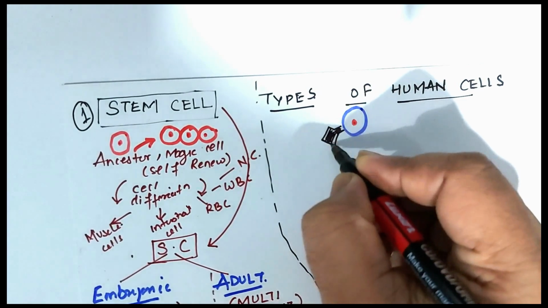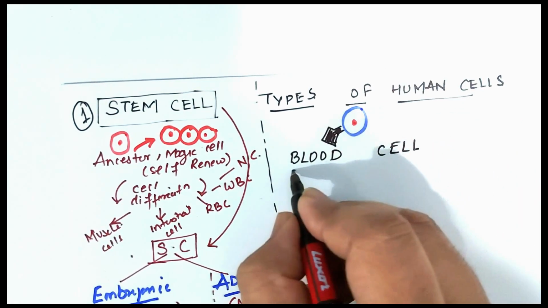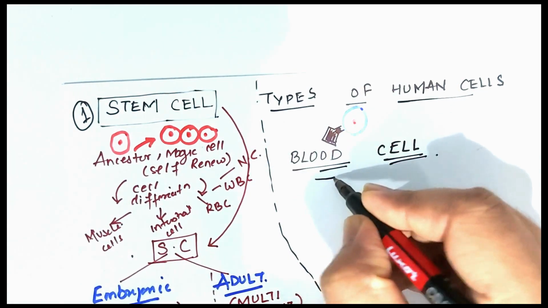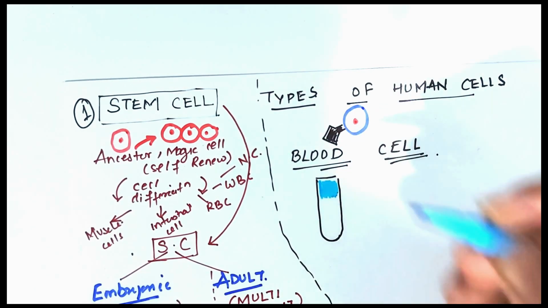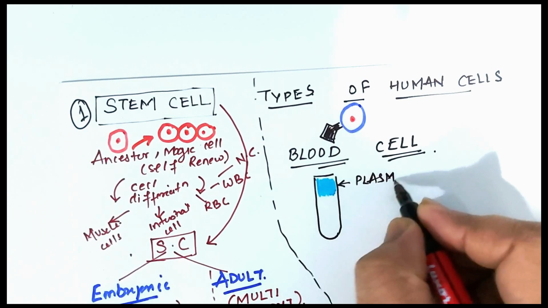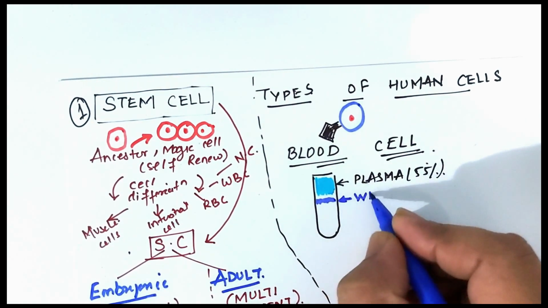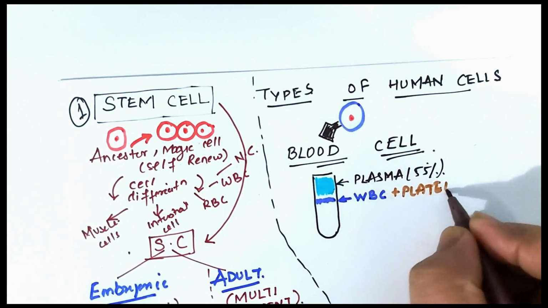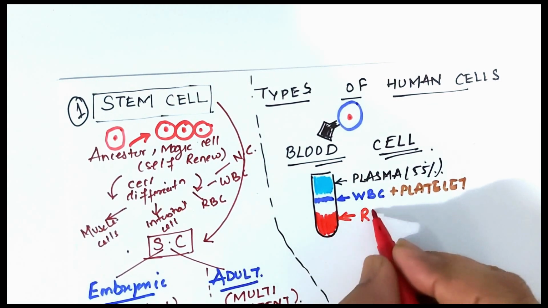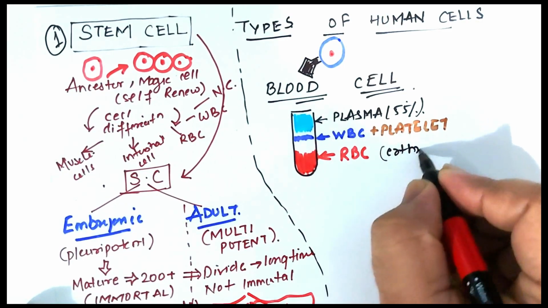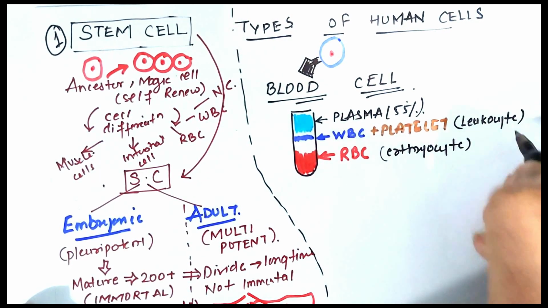Now let's talk about the second type of cells, which is most commonly found in the human body, the blood cells. Let's draw the blood composition first. So in the blood you will see the majority is filled with 55% fluid, that is plasma, 1% cells, that is WBCs and platelets, and the remaining cells are RBCs. RBCs are also called erythrocytes and WBCs are called leukocytes.